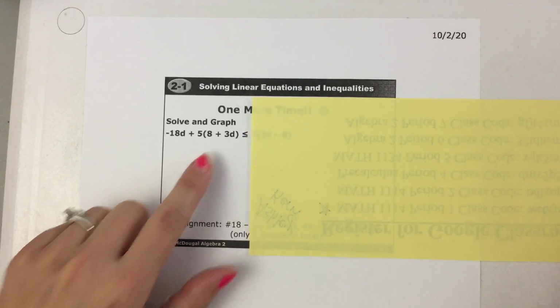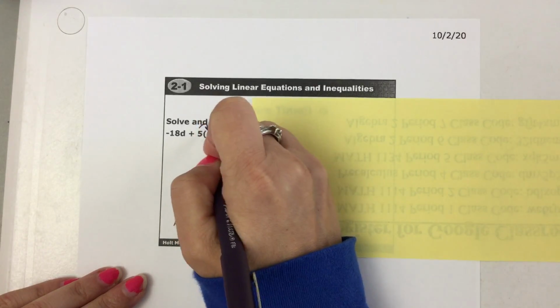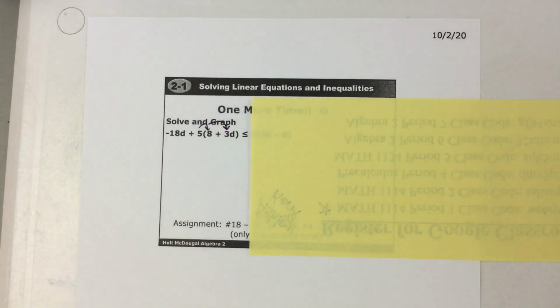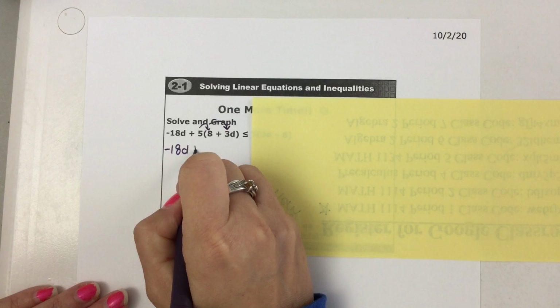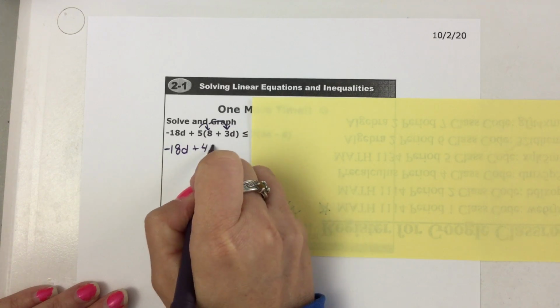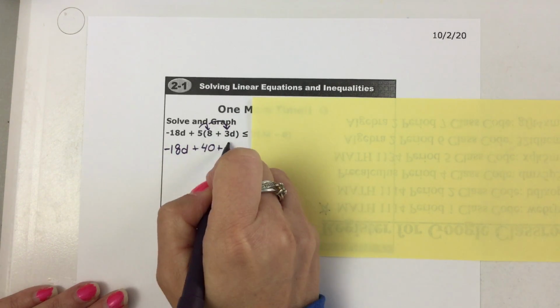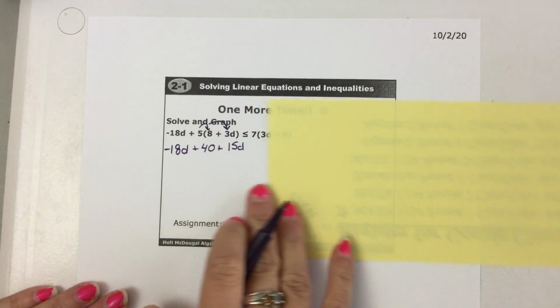On this side, I have to go ahead and distribute. You always simplify first if you can. And remember, simplify, you have 2 steps. Cancel parentheses, combine like terms. My negative 18d is fine, plus 5 times 8 is 40, plus 5 times 3d is 15d.